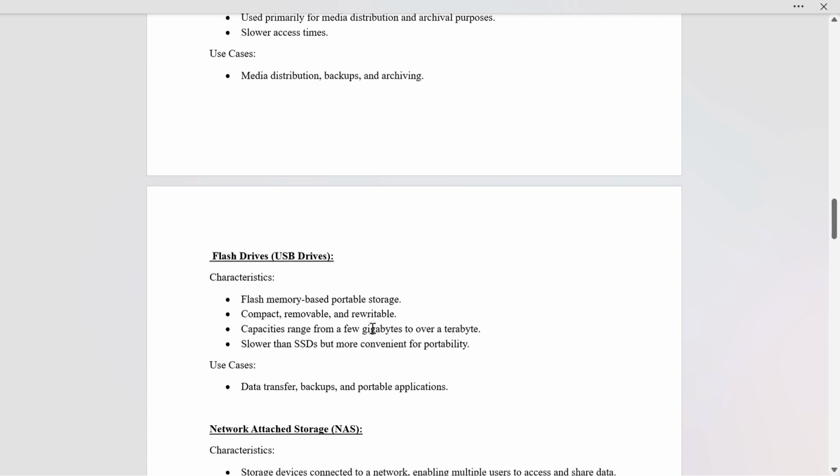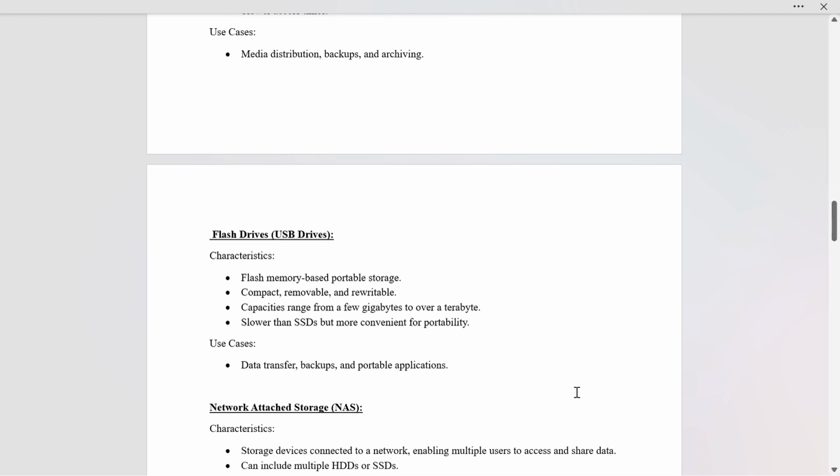Flash drives. Flash drives are nothing but USB drives, flash memory based portable storage, compact, removable, and rewritable. Capacities range from a few gigabytes to over a terabyte. Slower than SSDs, but more convenient for portability. Use case: data transfer, backups, and portable applications.